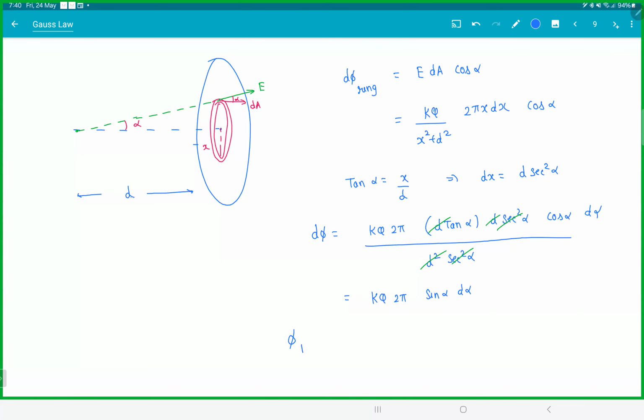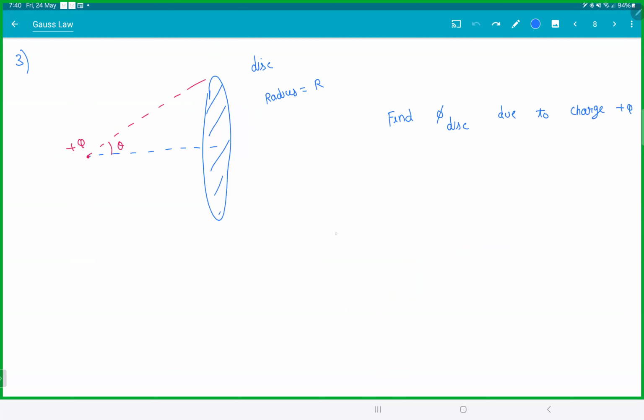So the total flux through the disk will be, k is 1 by 4 pi epsilon, so that is q by 2 epsilon integral sin alpha d alpha. Alpha goes from 0 to theta. So it is q by 2 epsilon times 1 minus cos theta. Quite a useful result to remember. Definitely mark up this result: q by 2 epsilon, 1 minus cos theta.